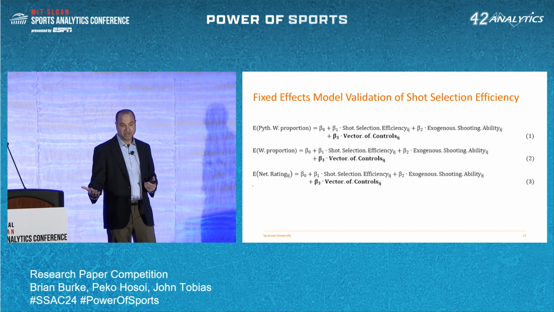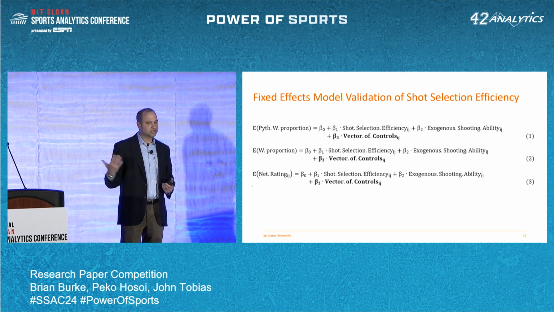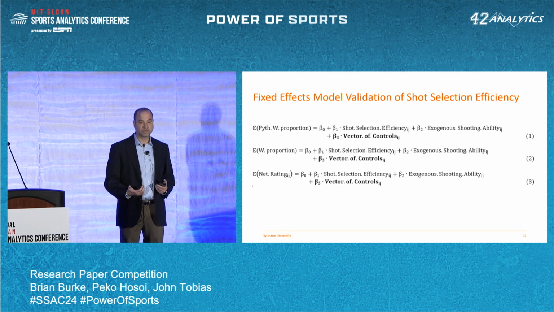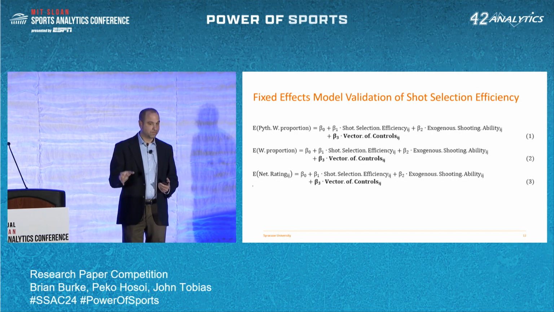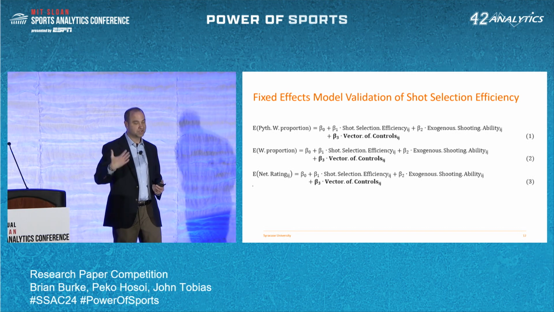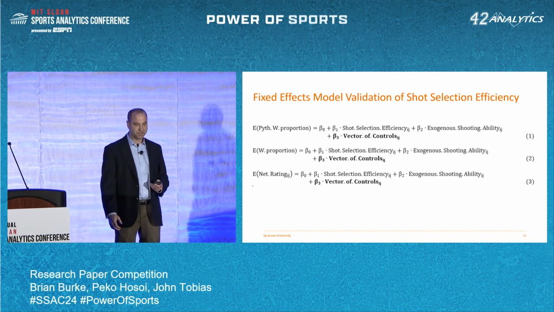So essentially, we want to get at exogenous shooting ability because you have these players like Kevin Durant who can get away with less shot selection efficiency and still be proficient in scoring. So controlling for just our baseline, we want to know if teams and players are getting more from shot selection efficiency.